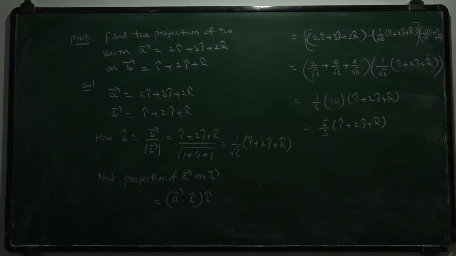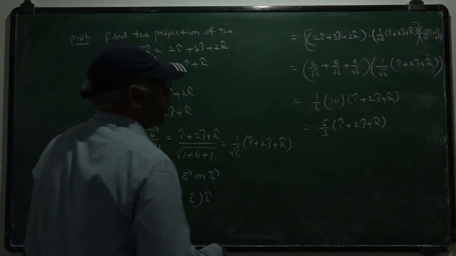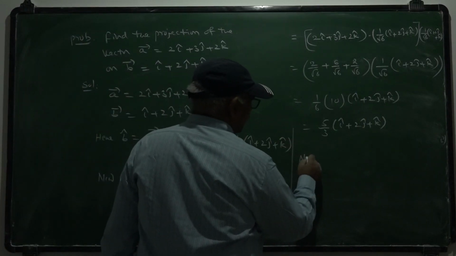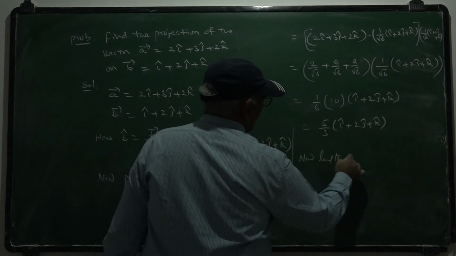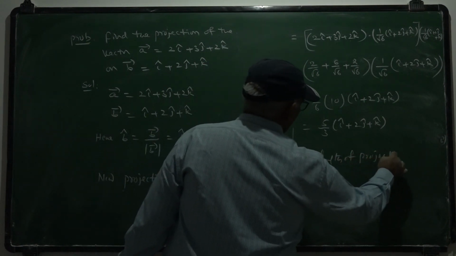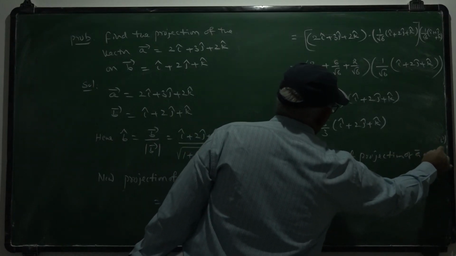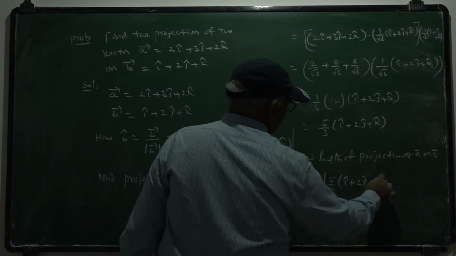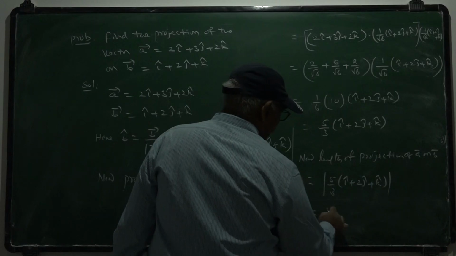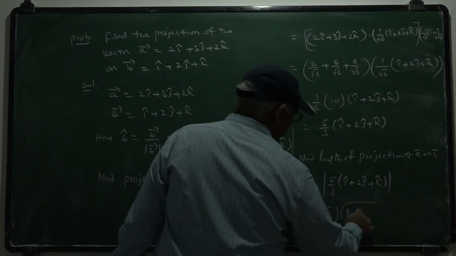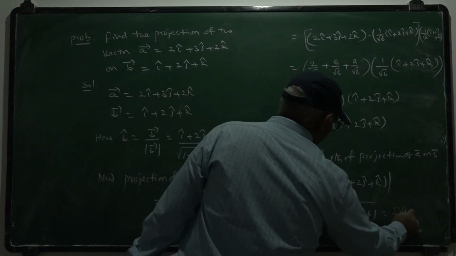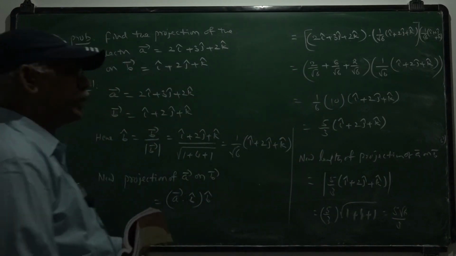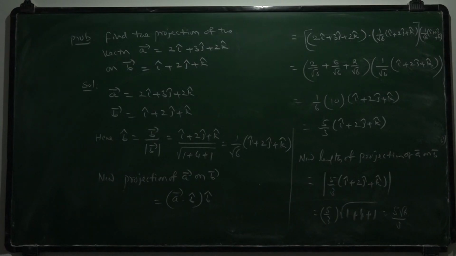Once you take the length of this vector, we get the length of the projection. Now the length of the projection of a bar on b bar is the modulus of this vector itself, that is 5 by 3 into square root of 1 plus 4 plus 1, 5 root 6 by 3. The length of the projection of a bar on b bar is 5 root 6 by 3, whereas the projection is a bar dot b cap multiplied by b cap itself.